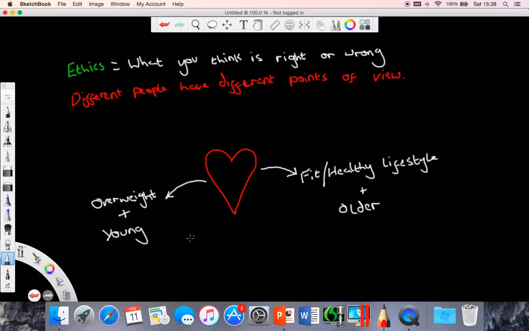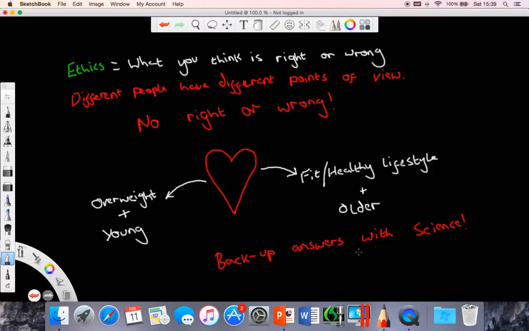Some people may say that regardless of their age, regardless of their lifestyle, everybody should be treated equally. We should treat everybody with the same value. Now, this is ethics. There's no right or wrong answer, but you must back up any answers. Okay? So there is no right or wrong. You can't tell someone their point of view is wrong. But what I will say is back up your answers with science. So anywhere where you can use a scientific idea to back up your ethical arguments, please do.